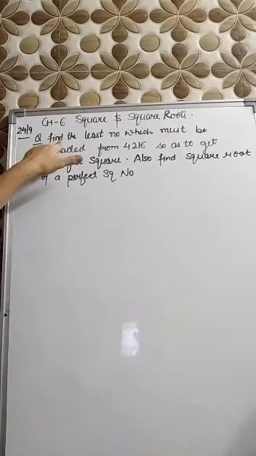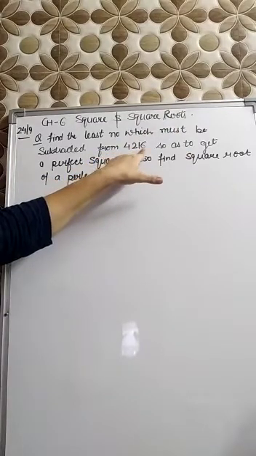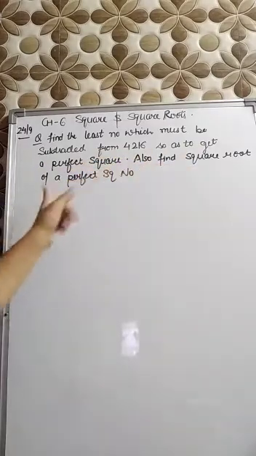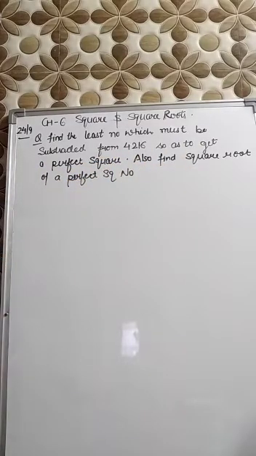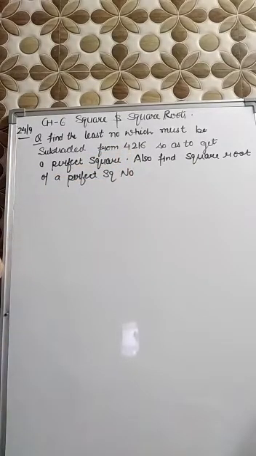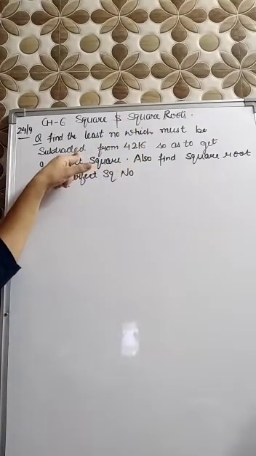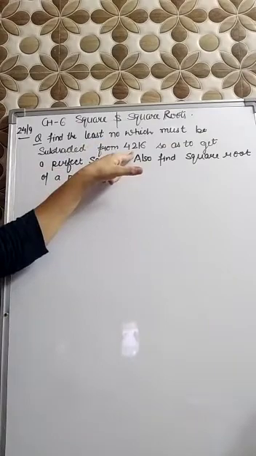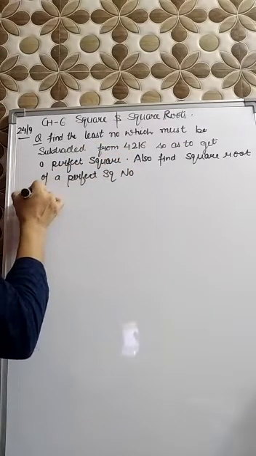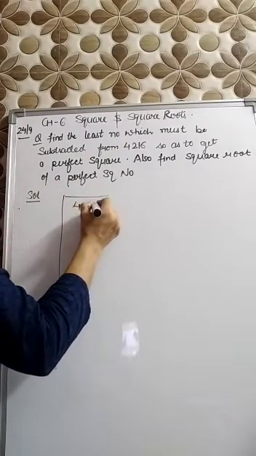Next question is, find the least number which must be subtracted from 4216 so as to get a perfect square. Also find the square root of the perfect square number. Now listen, if the question is for multiplication and division, then you will use prime factorization method. But if the question is for subtraction and addition, then you will use long division method. So for this, firstly you will find the square root of this number by long division method.